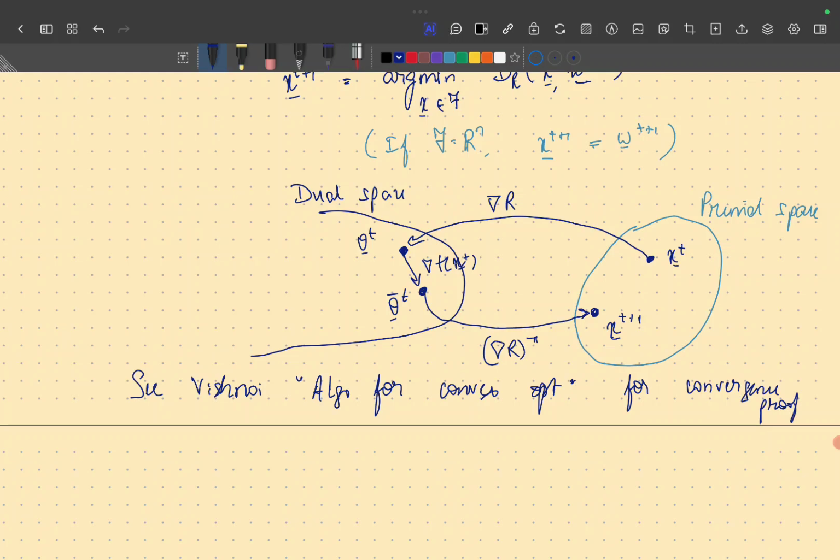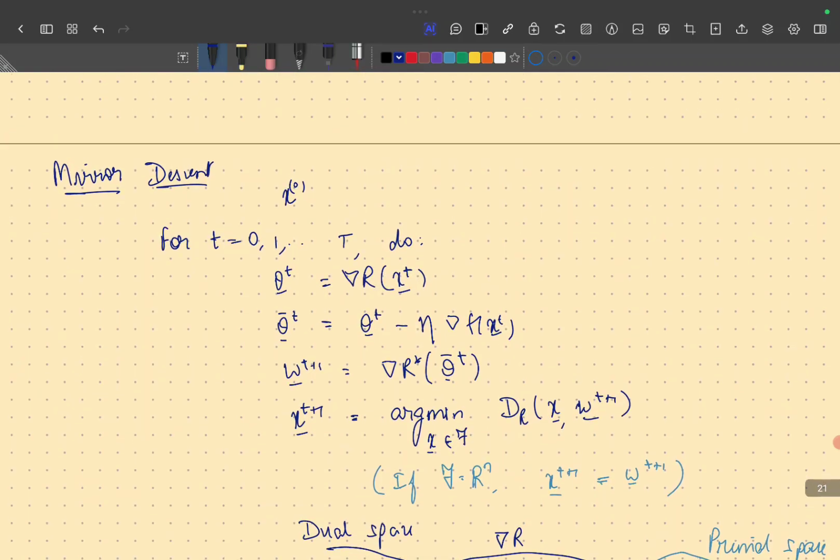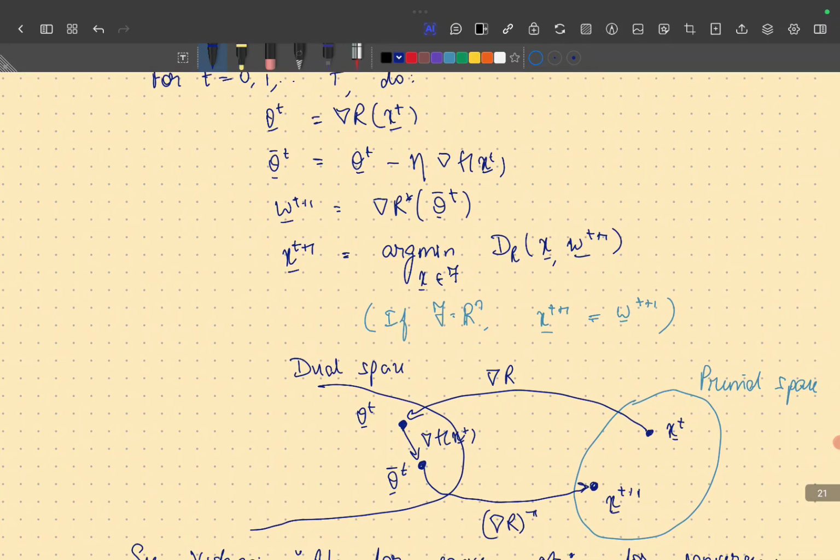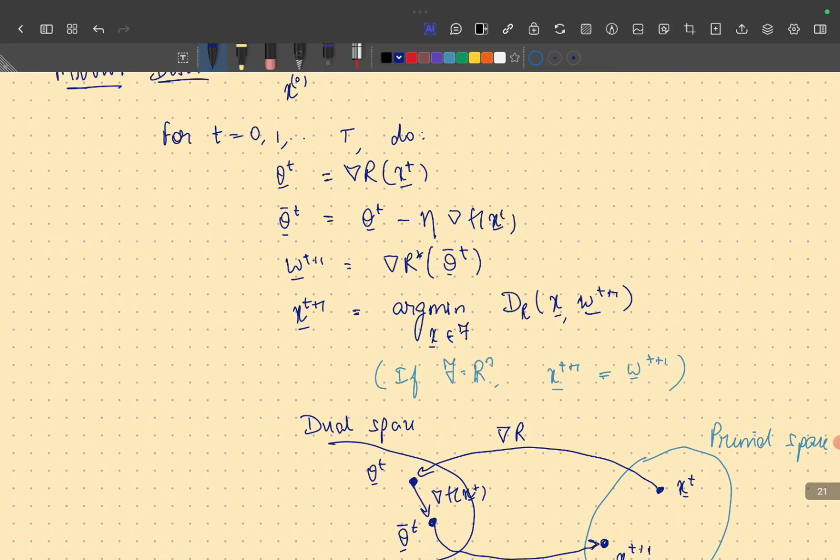Okay? One more question. If f is equal to R, then can't you do the entire part in the dual space? You need not remap to the primal space. Well, you typically choose R to be something totally different. This function R is chosen totally independent of the problem.